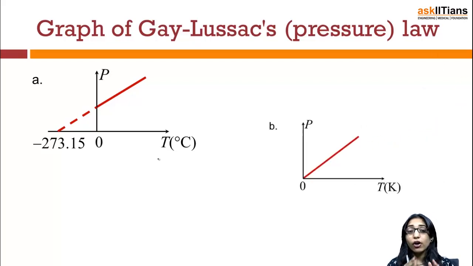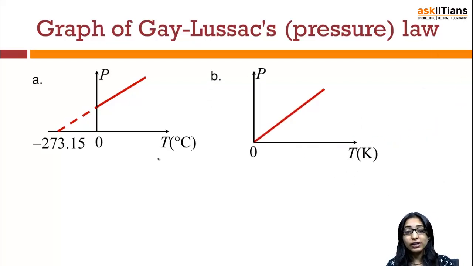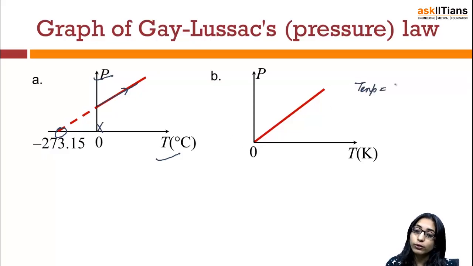Now let's move again over to the graph of Gay-Lussac's or pressure law. The way we did for the graph between volume and temperature in the degree Celsius scale, similarly we can do for the graph of pressure and temperature in the degree Celsius scale, where it is found to follow a straight line but not passing through the origin, rather having an intercept on the negative x-axis. Whereas if you convert the temperature scale from degree Celsius to Kelvin scale, you will say that when the temperature is 0 Kelvin, the pressure is also going to be 0 at a fixed volume for a fixed mass of gas.